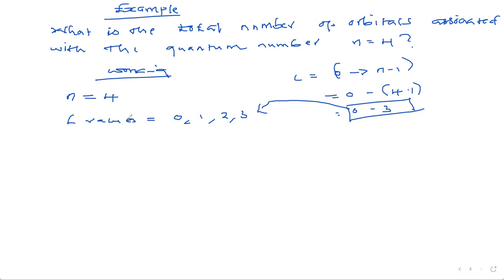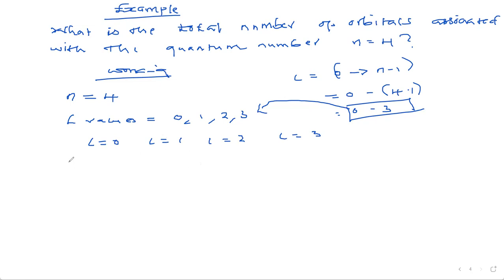So these are separate values of L. We have L is equal to 0, L is equal to 1, L is equal to 2, and L is equal to 3. Remember that for each L, we should be able to get ML.